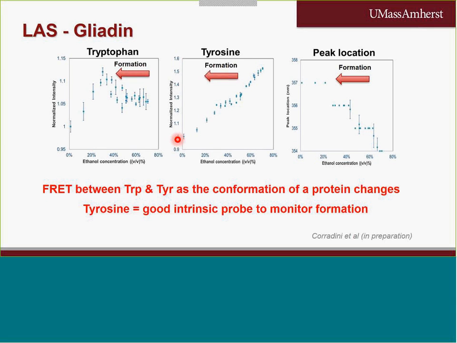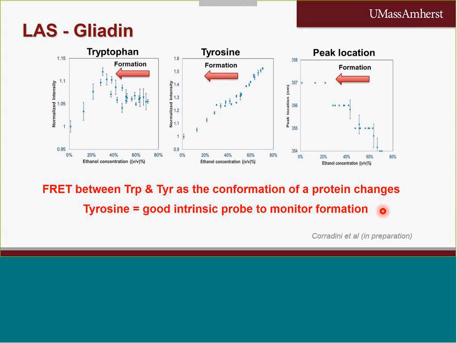This happens because gliadin is a really stretchy and linear protein in comparison to, for example, a globular protein, which is our next example. So for this particular case, this internal probe, tyrosine, can be considered a good intrinsic probe to monitor the formation of this system.